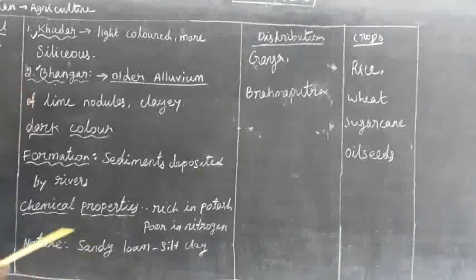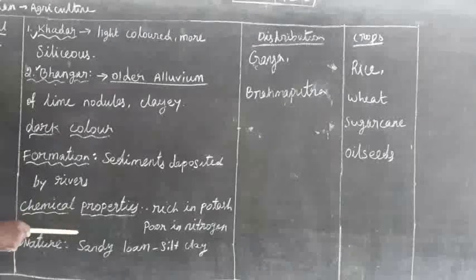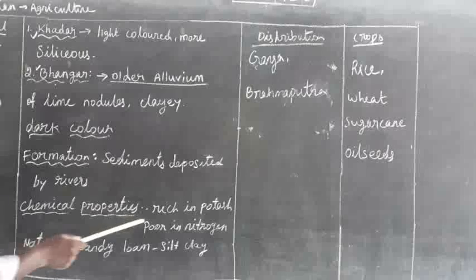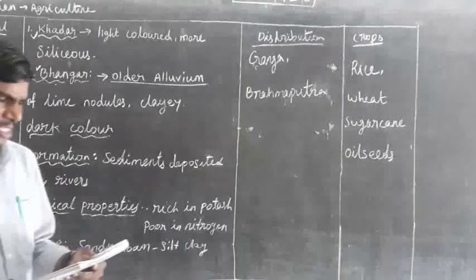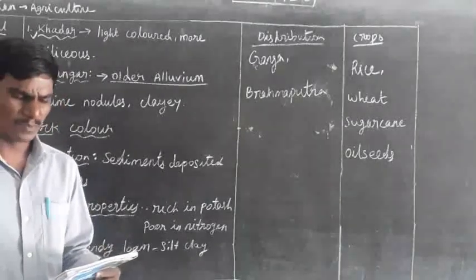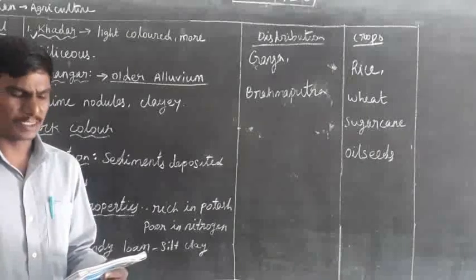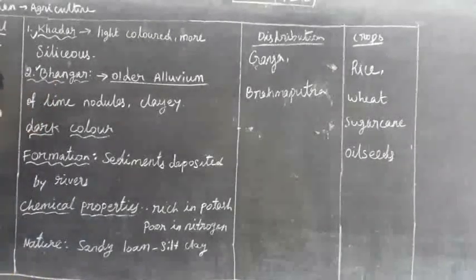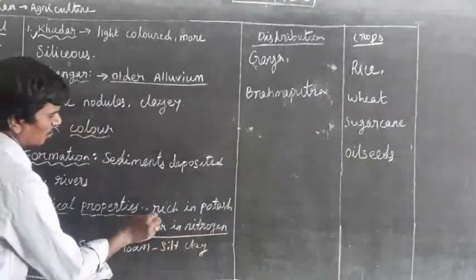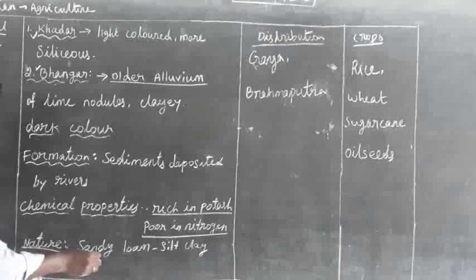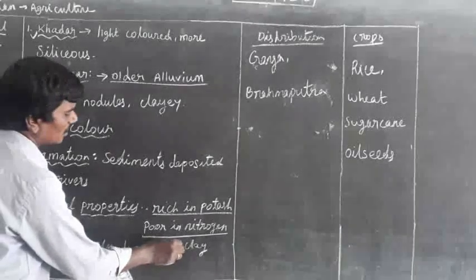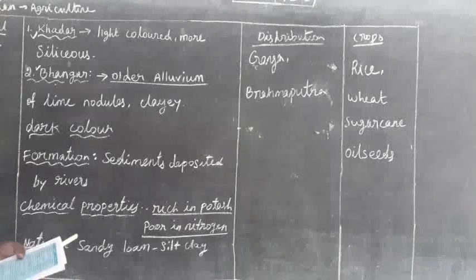loses. Next one is the chemical properties. The alluvial soil is composed of a lot of chemical properties. It is mainly rich in potash, phosphoric acid, lime, and carbon components, but poor in nitrogen. Rich in potash, poor in nitrogen. Next category is the nature: sandy loam and silt clay.